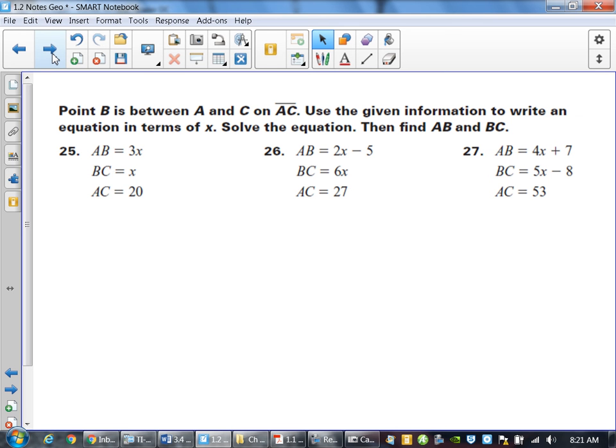So if point B is somewhere between A and C, what should you draw? Draw a line segment. Yeah, exactly. Does it have to be perfect? Nope.